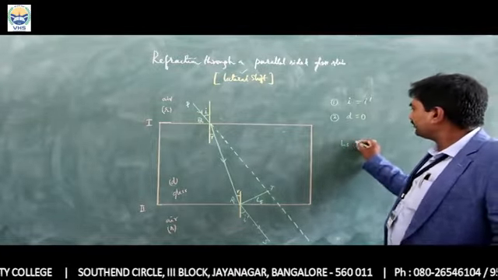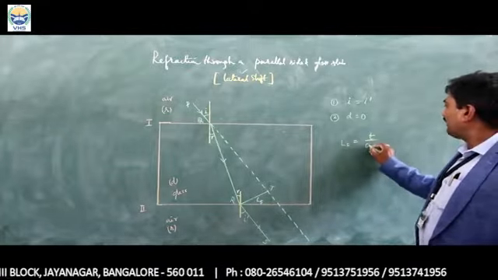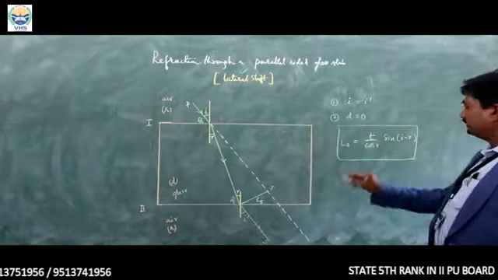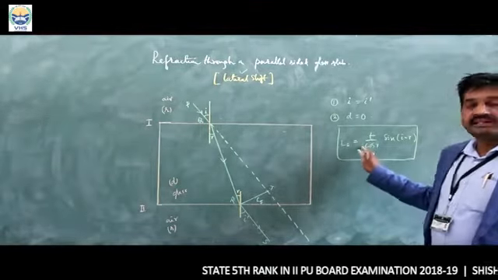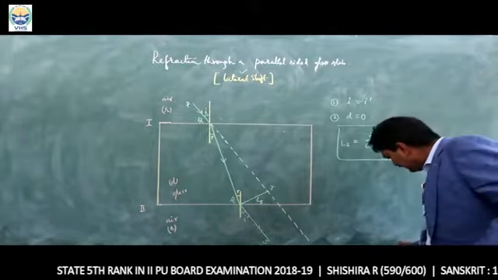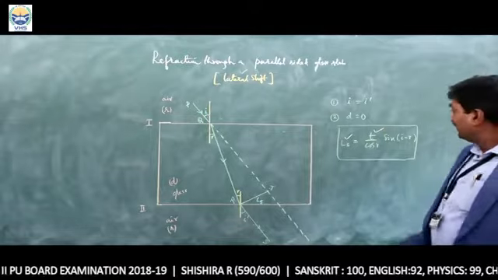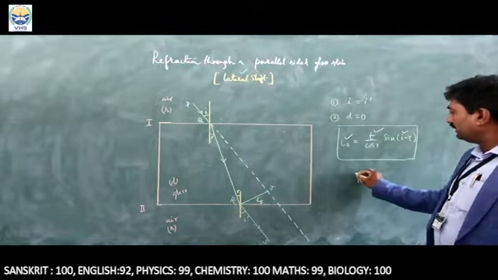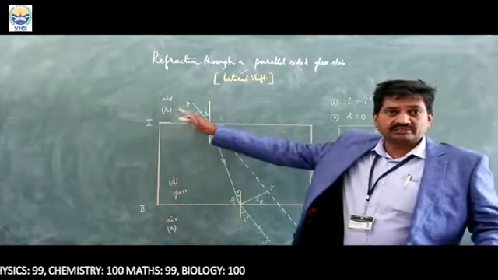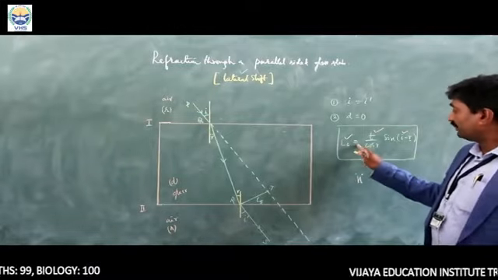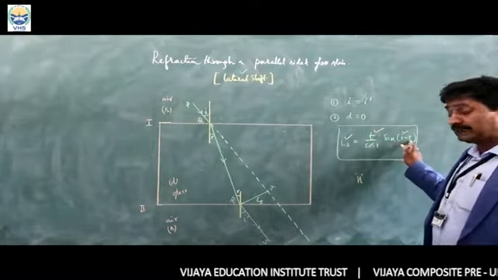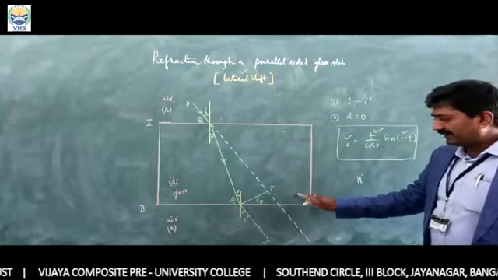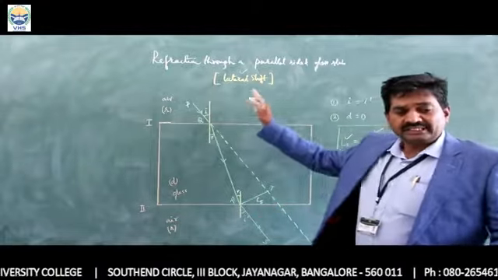We can show that lateral shift is equal to T divided by cos R into sin of I minus R. Lateral shift can be shown using a derivation. Ls is equal to T by cos R into sin of I minus R. That means lateral shift depends on the thickness. It also depends on the angle of incidence, corresponding to which there is an angle of refraction. Also, it depends on the refractive index of the denser medium and also the refractive index of the rarer medium. So lateral shift depends on the thickness of the glass slab, the angle of incidence, the refractive index of the denser medium, and also the refractive index of the surrounding medium.